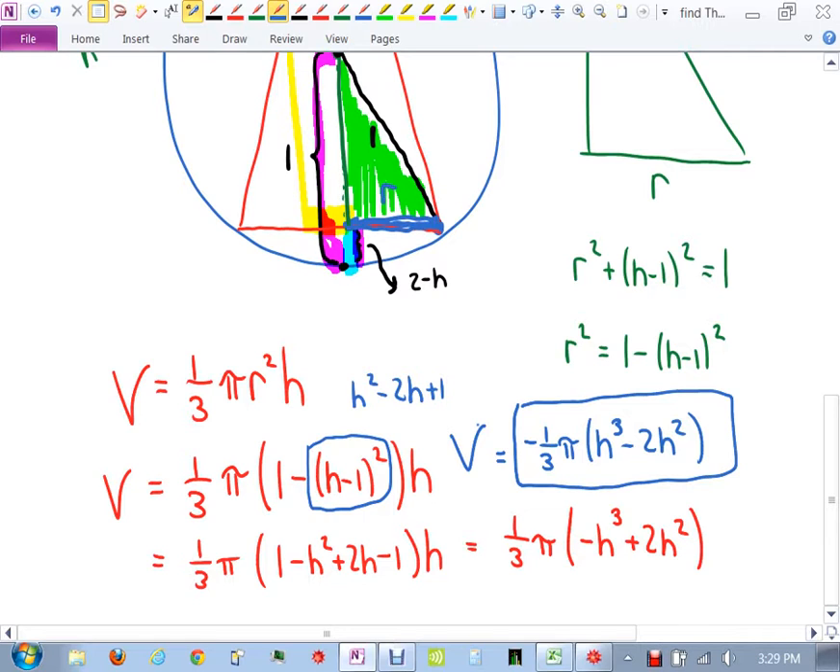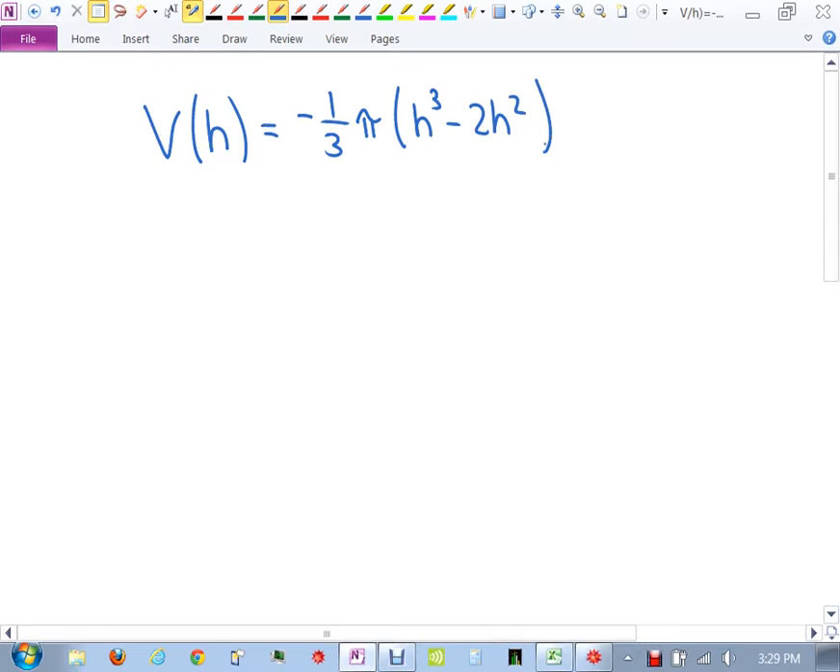Can I move to a new page? So we're here. The volume is now in terms of a single variable h, right? It's negative 1/3 pi times h cubed minus 2h squared. Please check, my brain has stopped working. Is that what I just had on the board a second ago? Okay, now what should we think about?